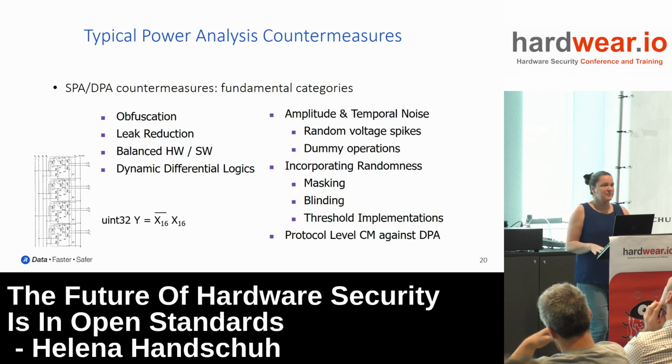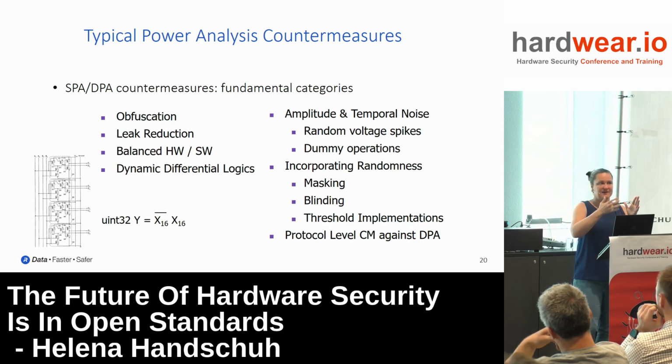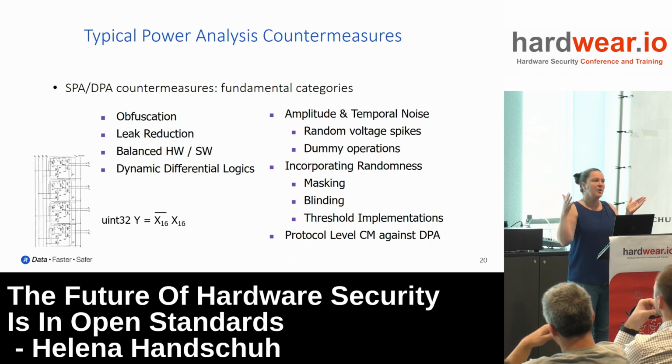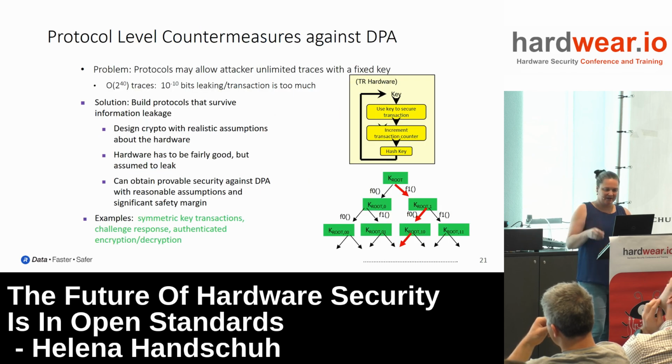You can use something more evolved, such as threshold implementations, where you start sharing each value and variable you're dealing with into several parts, not just 2 for first or second order protection, but many more. You could have n shares, and then you know that whenever you try to run statistics on n-1 shares, you can still not see anything. That's provably true. Okay, and then there's one other technique which is called protocol level countermeasures, which I can explain a little bit.